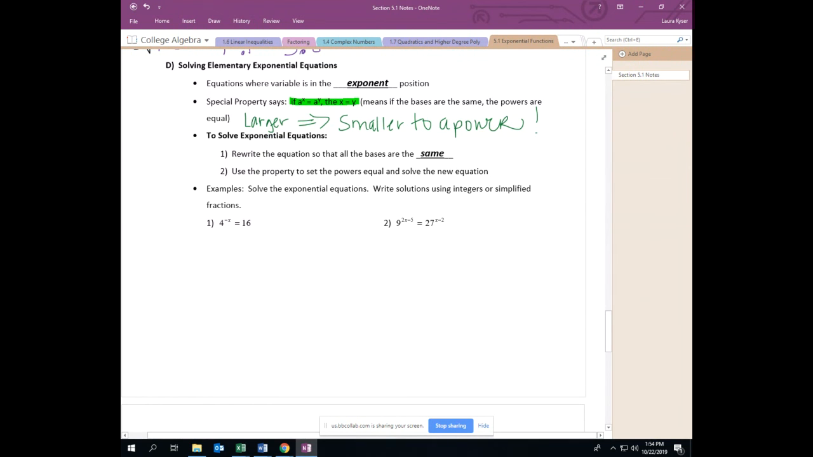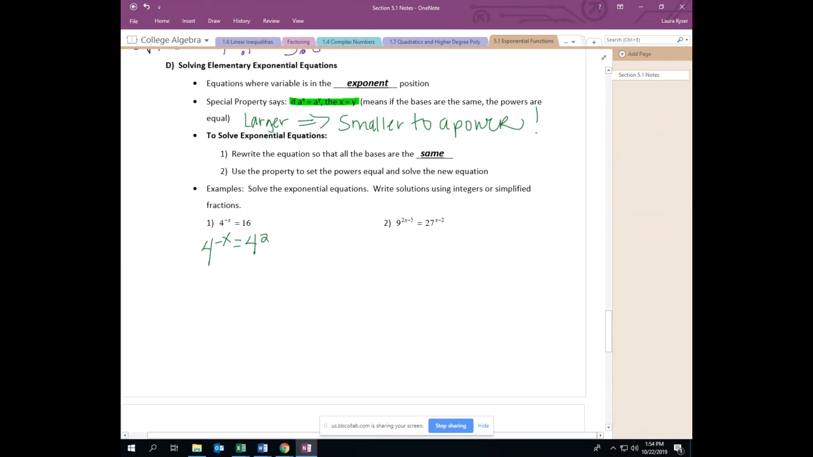So there's a couple examples here. We're going to start by rewriting the equation so that our bases match. In the first one, we've got a base of 4 and a base of 16. The first thing I ask myself is, can I rewrite 16 as 4 to a power? If I can, I want to do that. In this case, you can, because 16 is the same thing as 4 squared. So if I rewrite 16 as 4 squared, which I'm allowed to do, this base matches the one on the other side.